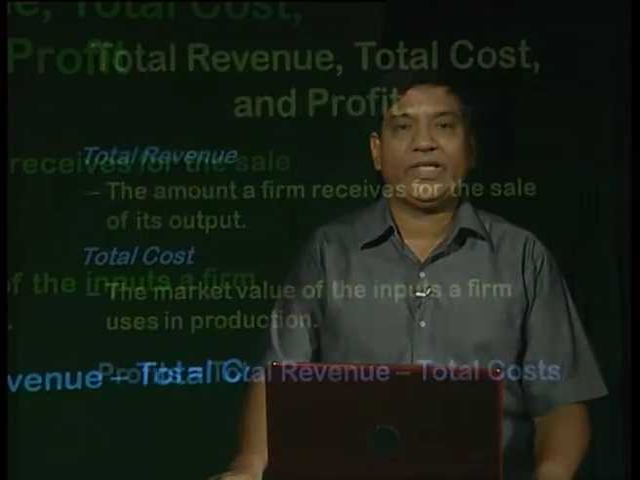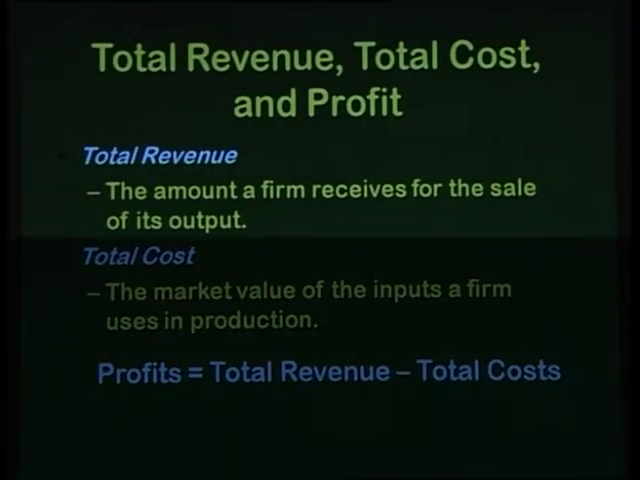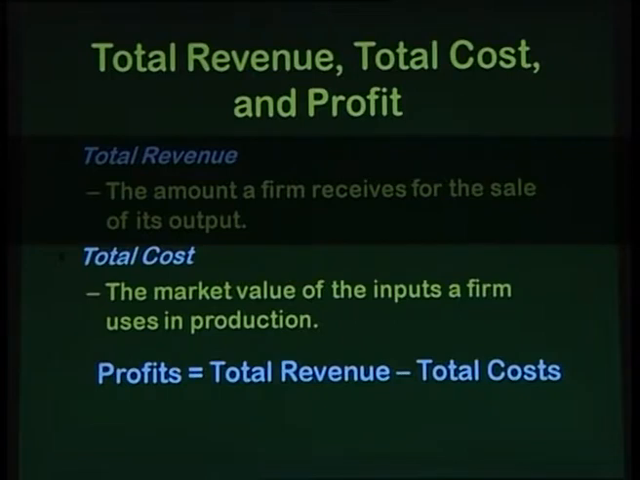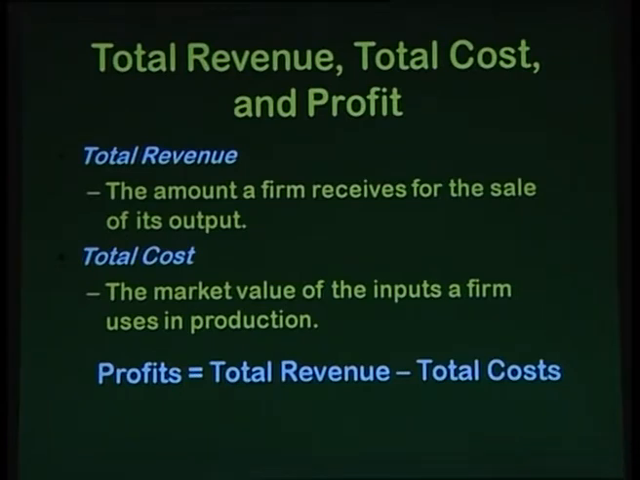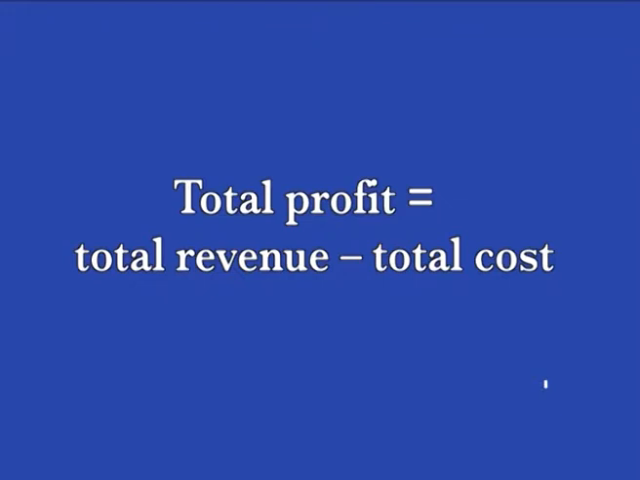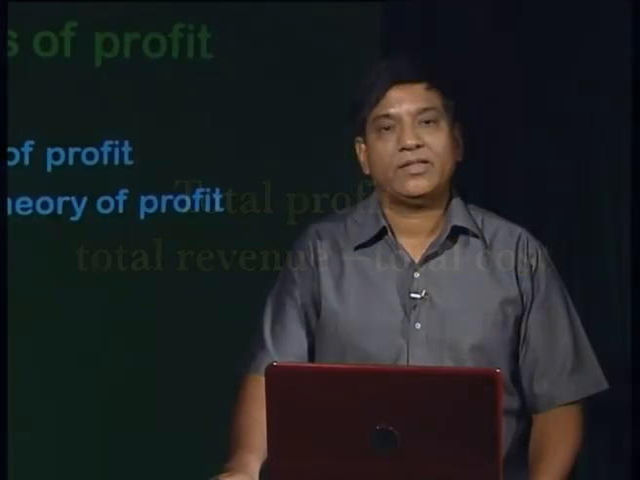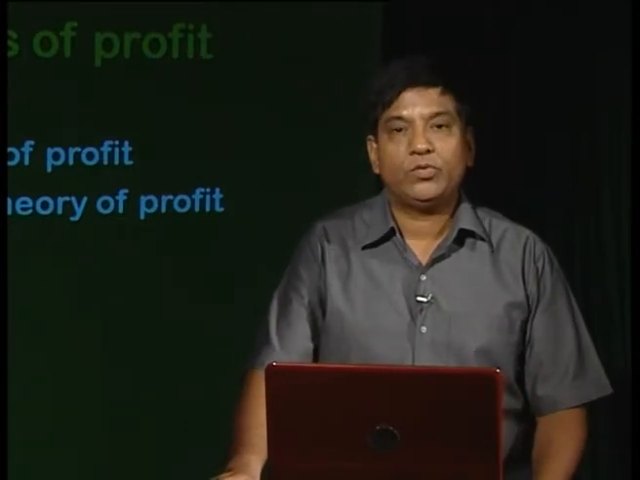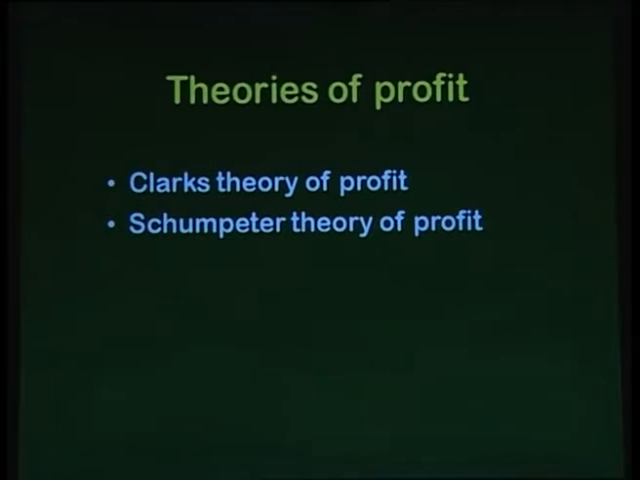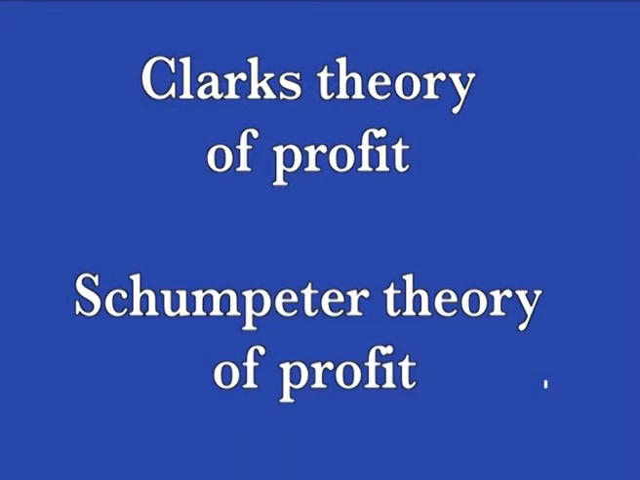As far as the total revenue is concerned, it is the amount a firm receives for the sale of its output. The total cost is the market value of the inputs a firm uses in production, and the total profit is mathematically reflected in this formula as the total profit is equal to total revenue minus total costs. Now, we turn our attention to two theories of profit, namely the Clark's theory of profit and second one the Schumpeter theory of profit.